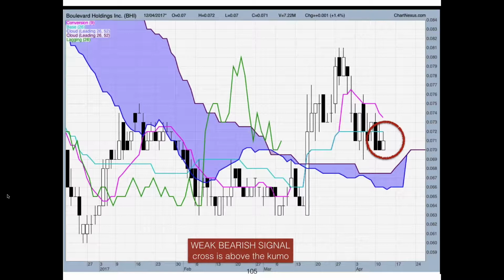So, weak bearish signals tend to be invalidated. Weak bullish signals also tend to be invalidated because you have the Kumo as a support level and as a resistance level during those crossovers.